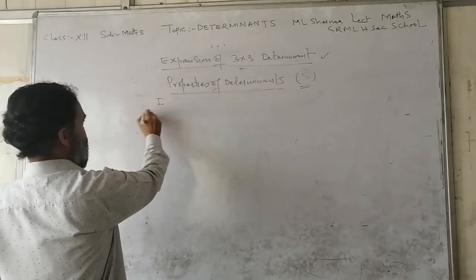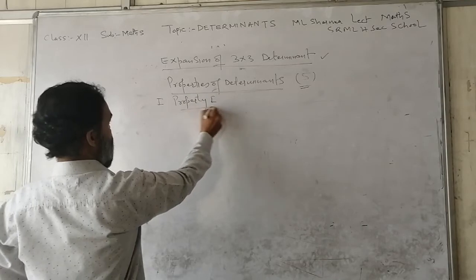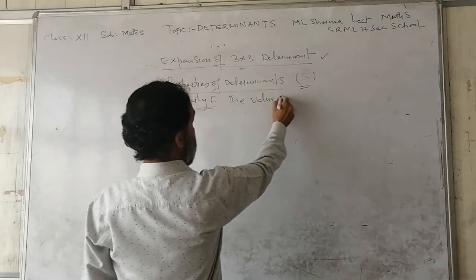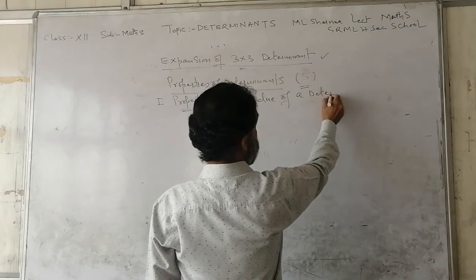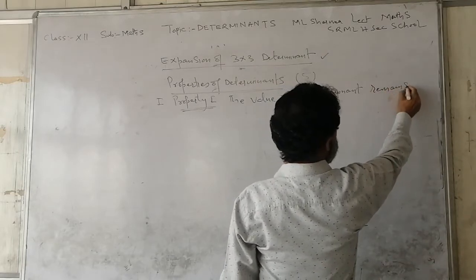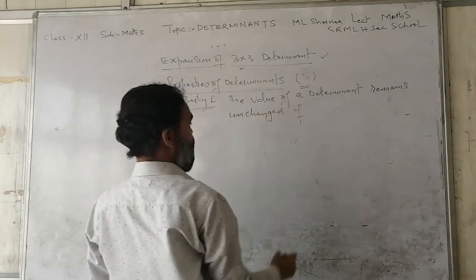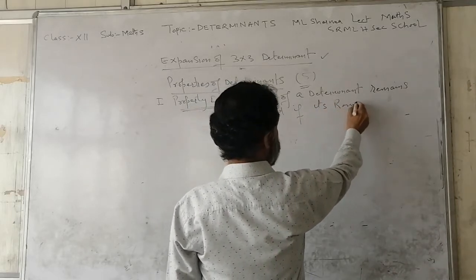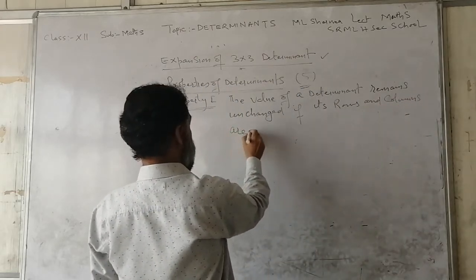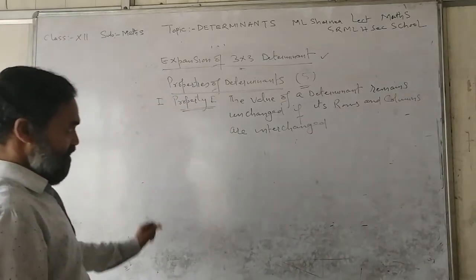So the first property says the value of a determinant remains unchanged if its rows and columns are interchanged. So this is one of the properties.